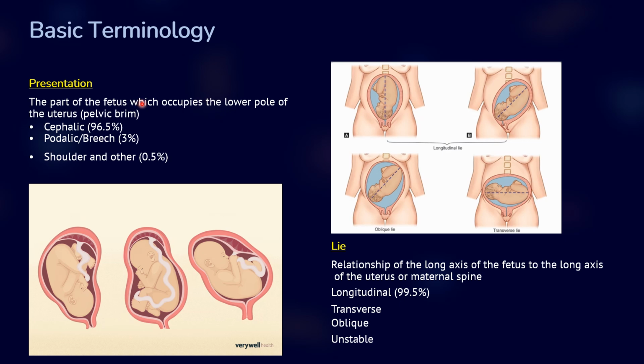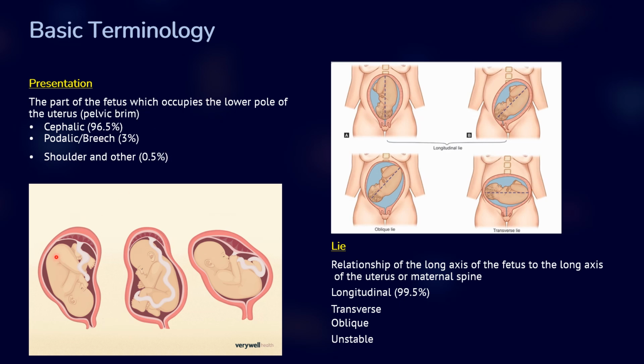So what is presentation? It is the part of the fetus which occupies the lower pole of the uterus. That means which part of the baby is occupying the lower part of the uterus here. Whichever part is present here, that is the presentation. Okay, so we have cephalic presentation, we have podalic presentation, we have a shoulder presentation. Okay, cephalic presentation consists of 96.5%, breech and podalic consist of 3%, and shoulder and other consist of 0.5%.